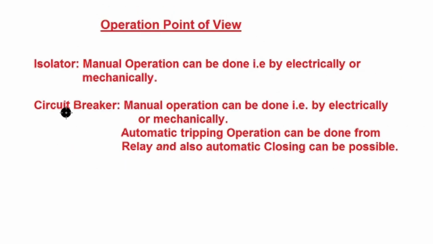In terms of operation, an isolator can only be operated manually, either electrically, that is for a motorized isolator, or mechanically by means of the handle. But in case of a circuit breaker, manual operation can be done electrically or mechanically, and also automatic tripping can be done by remote tripping from the protective relay. Automatic closing can also be done, for auto reclose purpose after clearance of a transient fault. So this is the difference in operation between the circuit breaker and the isolator.